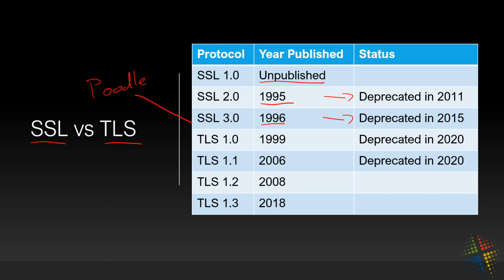After SSL 3.0, they came out with TLS: TLS 1.0, 1.1, 1.2, and now 1.3, and you can see the dates there. 1.0 and 1.1 both became deprecated this year in 2020. There may still be some websites out there that are using them, but it's considered old and should be upgraded to 1.2 and 1.3. Not saying that they're unusable at this point, but they should definitely be replaced.